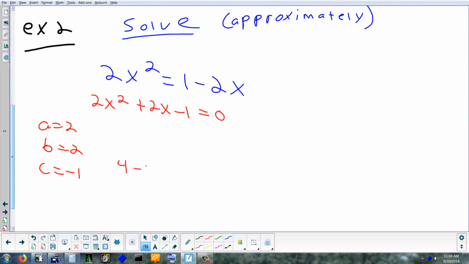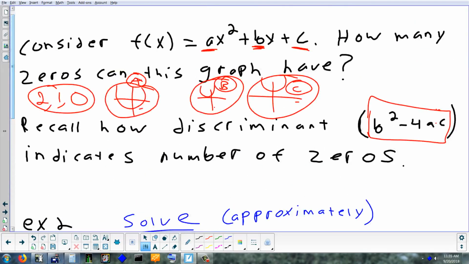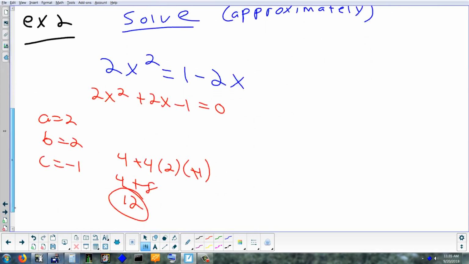b squared minus 4ac. Negative times negative is a positive. 4 plus 8 is 12. 12 is a positive number. I can tell you that this is going to be case A. It's going to cross the x-axis twice. Where? I don't know. I have no idea. But it is going to cross twice.